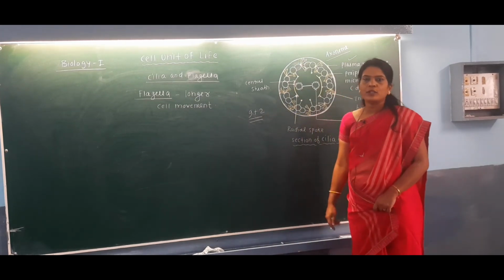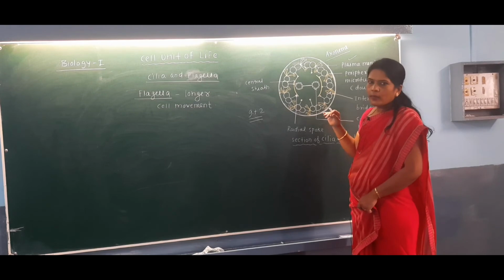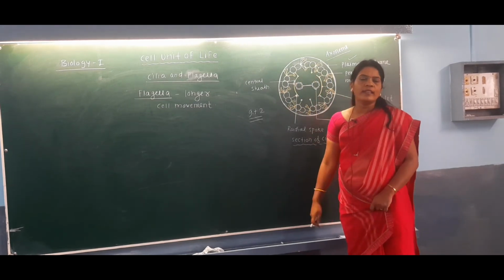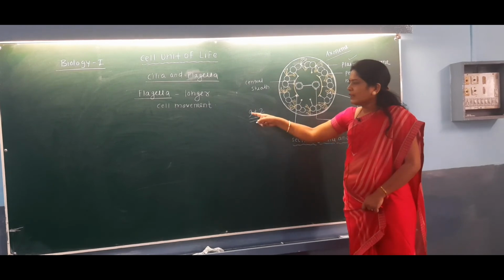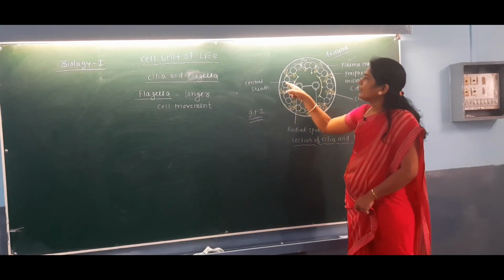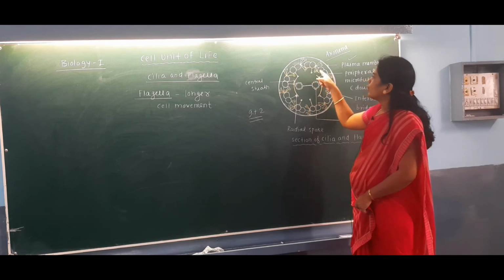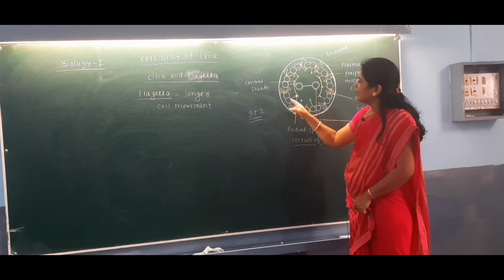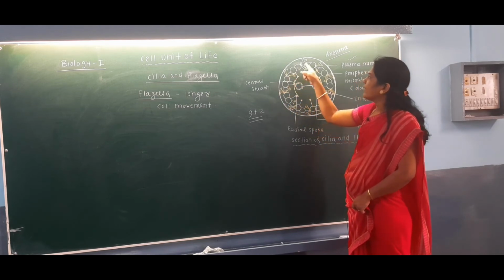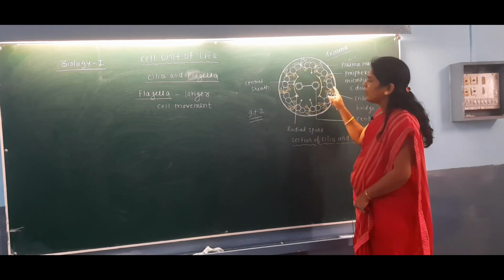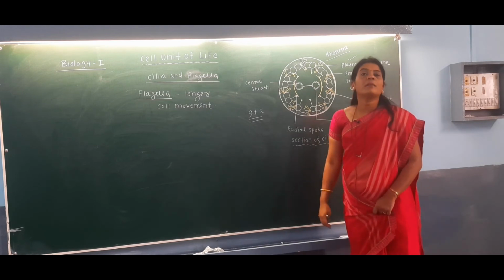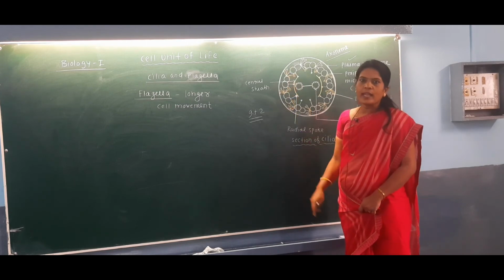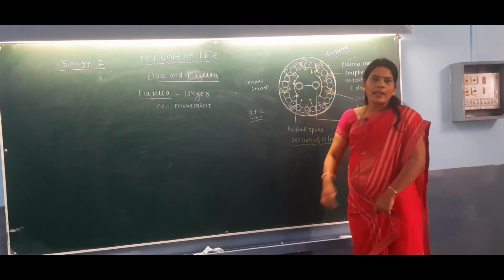Then what is meant by the 9+2 arrangement? In the core of cilia and flagella, or in the axoneme, you can observe doublets of 9 peripheral microtubules which are radially arranged. These round parts that we are observing here are in the form of doublets. These are the microtubules which are radially arranged. So these are 9 microtubules.